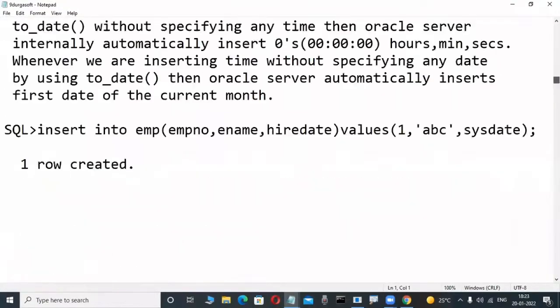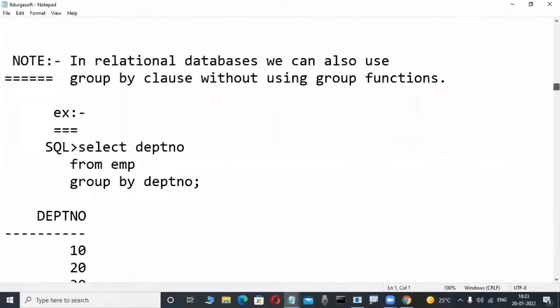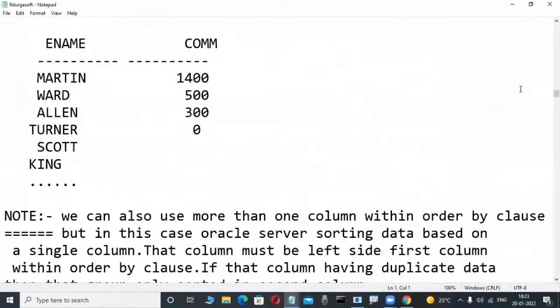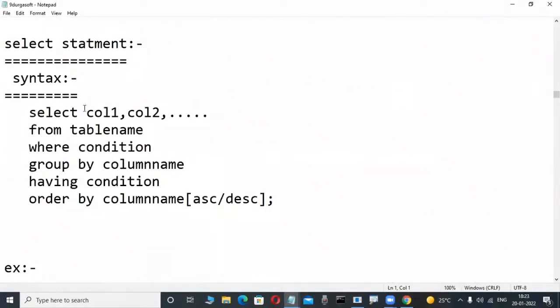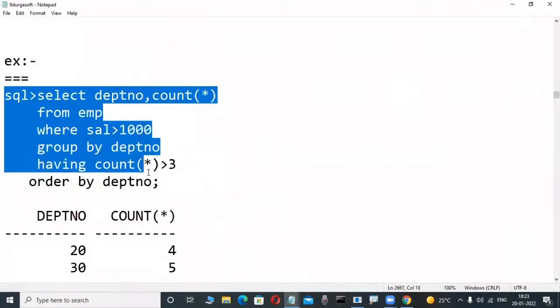And now, these are all the things you are learning. Here, the select statement. These are simple concepts only, and these are the queries you are writing.